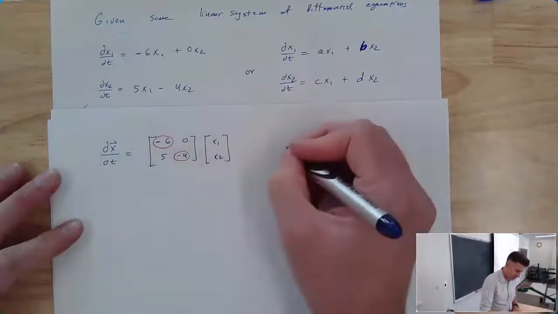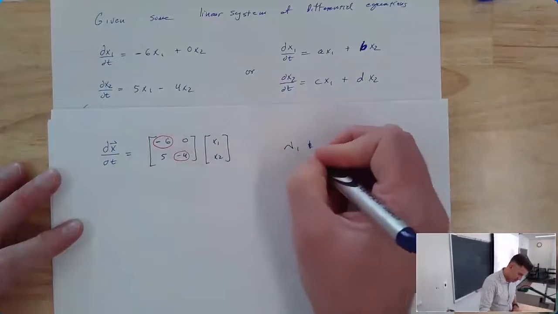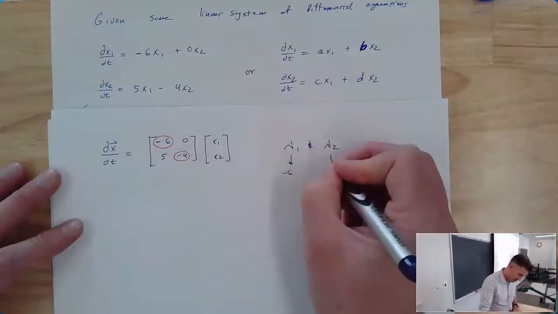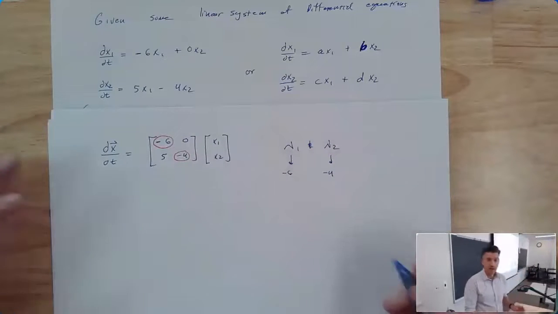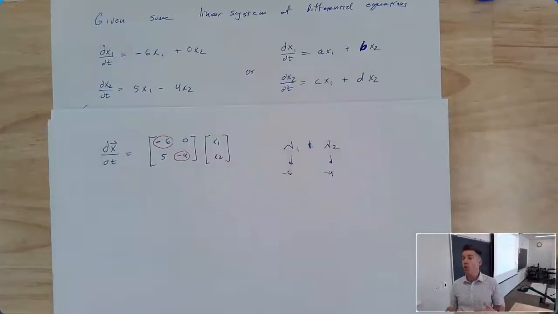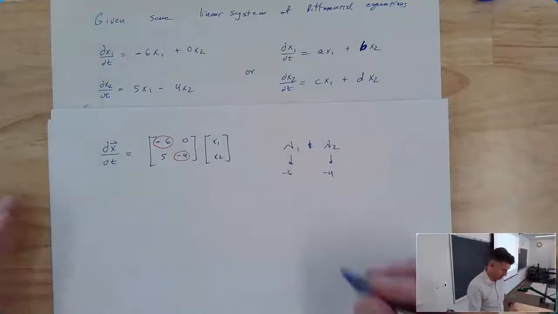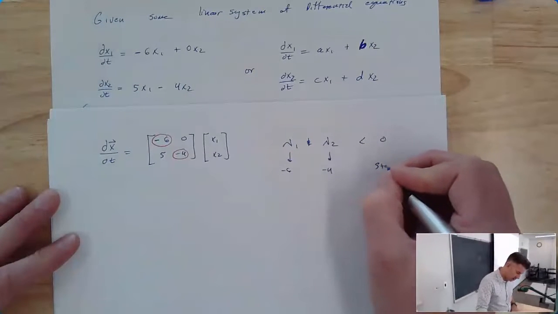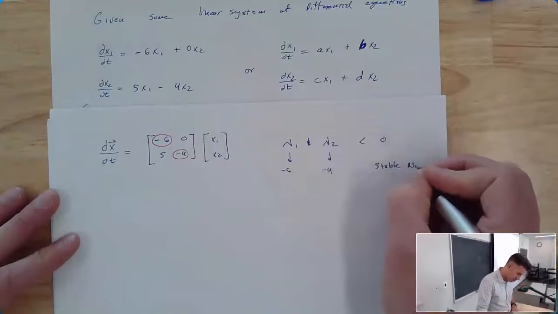Now, here's what I'll tell you. Lambda 1 and lambda 2, right? That's going to be -6, that's -4. Since they're both negative, we can definitely classify that equilibrium right away. Since lambda 1 and lambda 2 are both negative, we know we have a stable node.